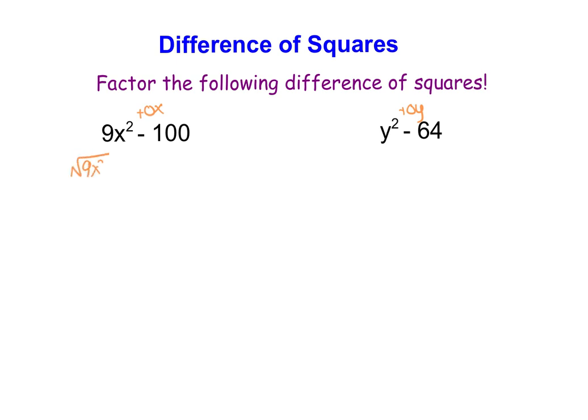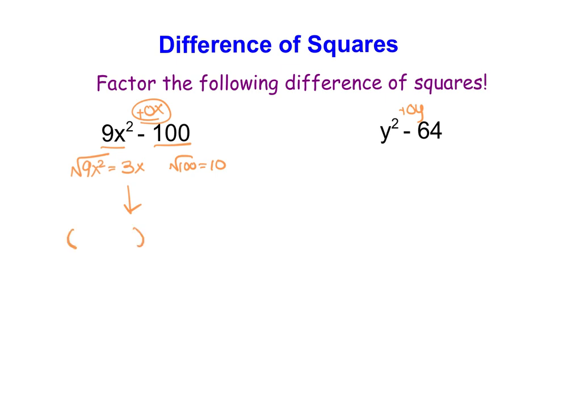So if I square root 9x squared, square root of 9 is 3, square root of x squared is x, and then the square root of 100 is 10. So here, because I have this middle term here of plus 0x, and I have my a value and my c value being subtracted, I know that I have a difference of squares scenario.